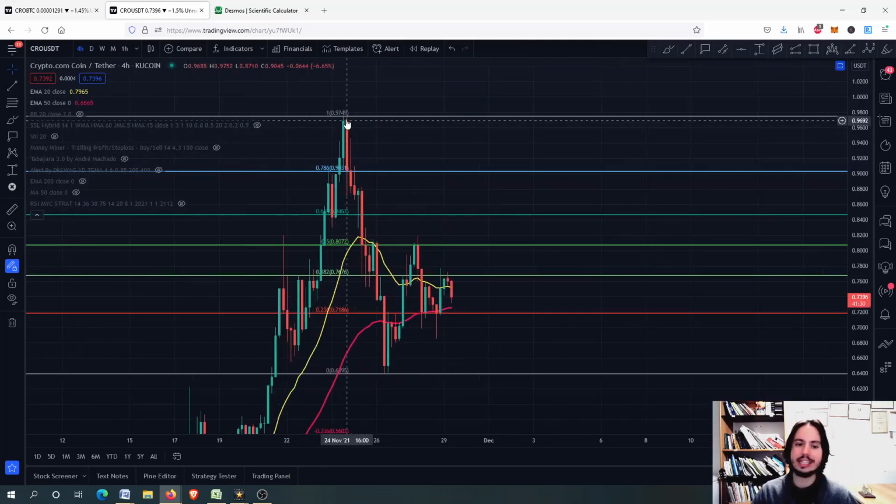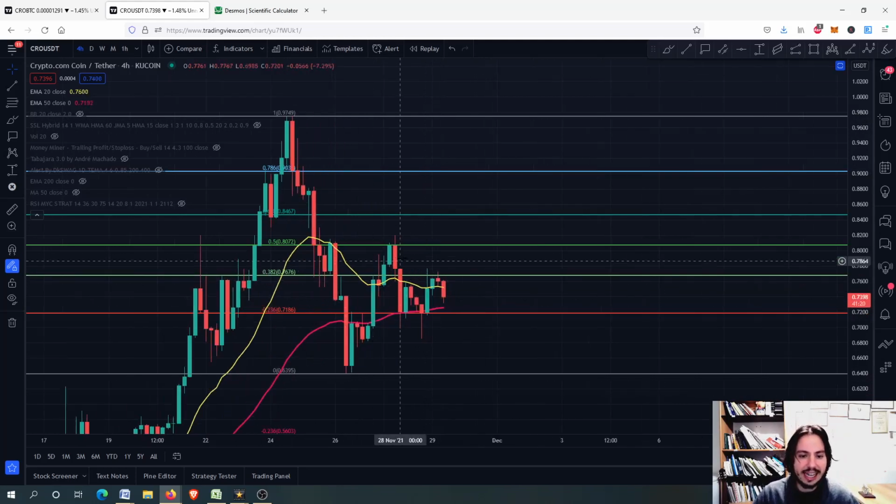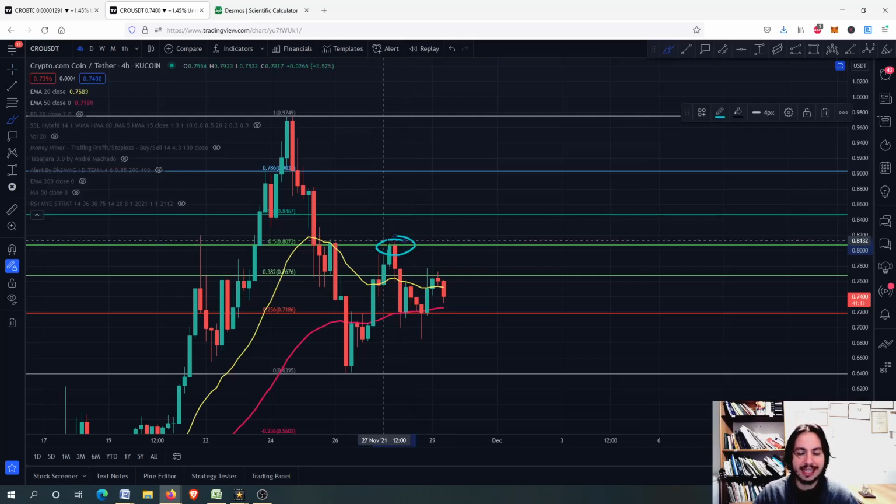Drawing the same Fibonacci retracement from this top back on 24 November down to this bottom on 26. You can see that right there for CRO, we are just making higher lows and lower highs. You can see right there. From this Fibonacci retracement line, we went down to here.